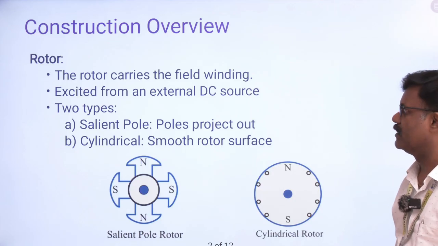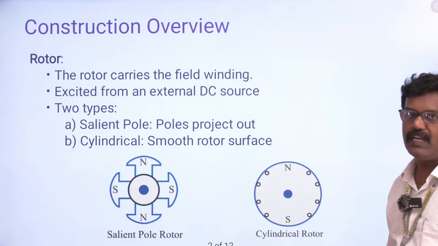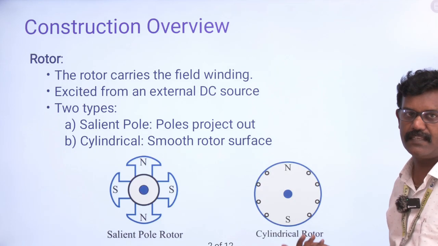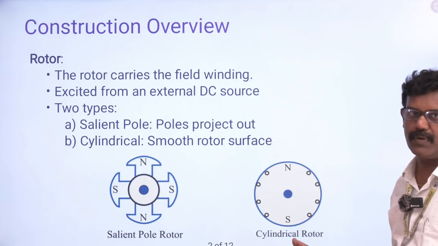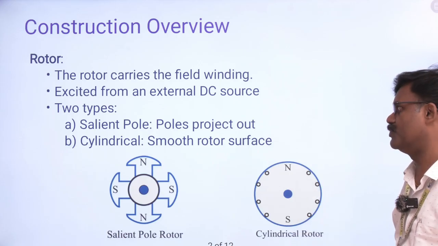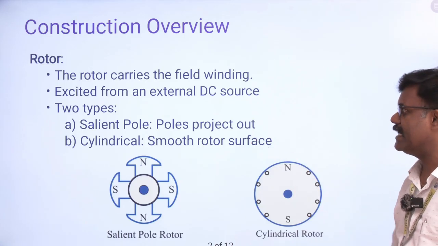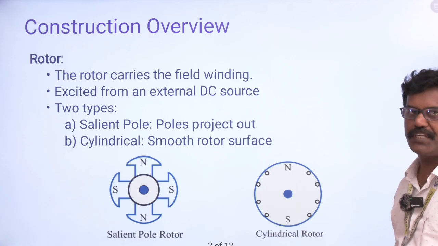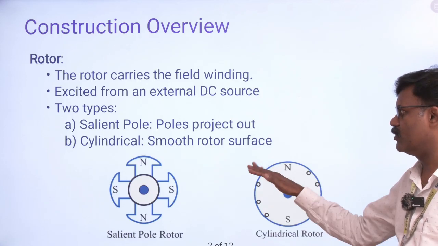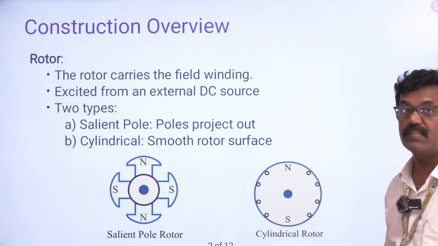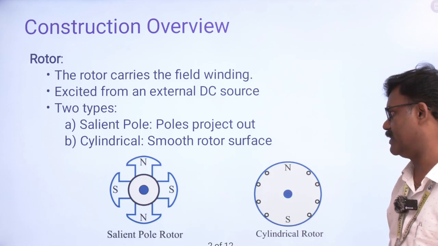Then the rotor structure. The rotor carries the field winding. The field winding is excited by DC supply from an external DC source. There are two types of rotor. One is salient pole, that is, projected pole rotor. Another one is smooth cylindrical, that is, non-salient pole rotor type.